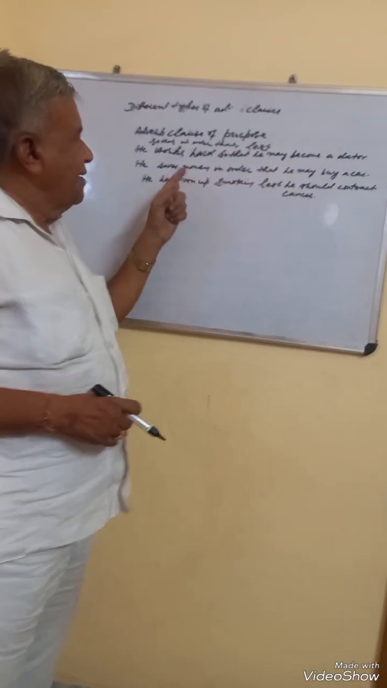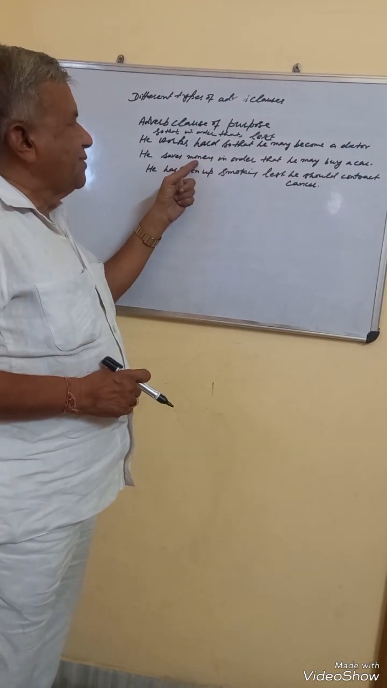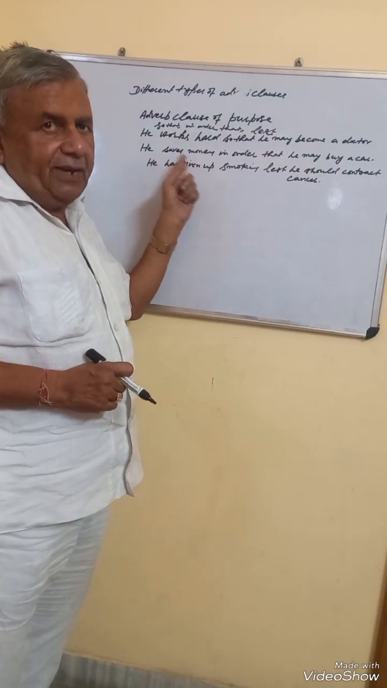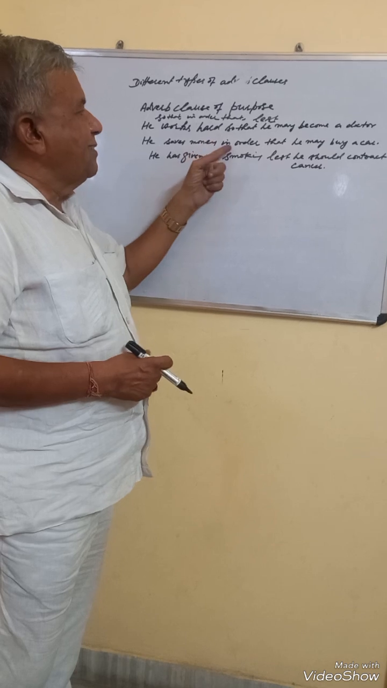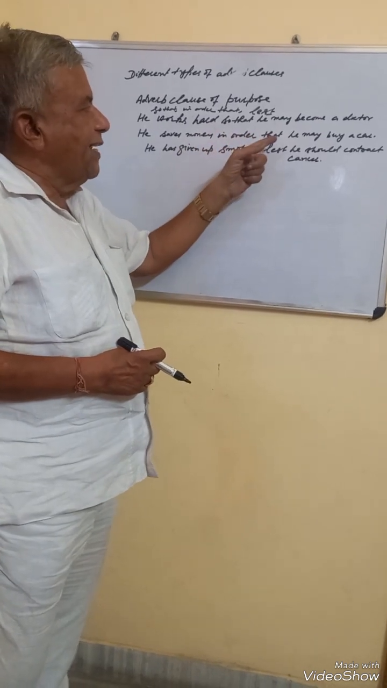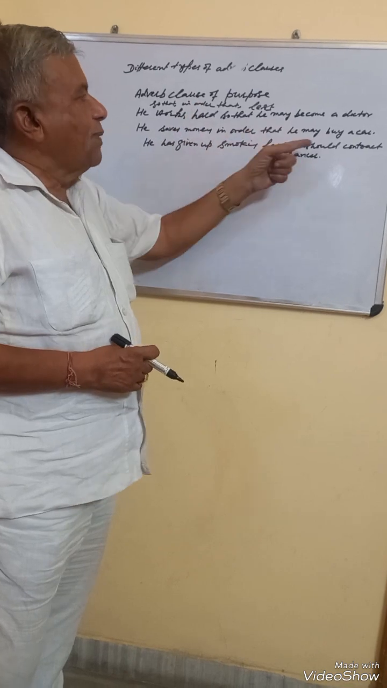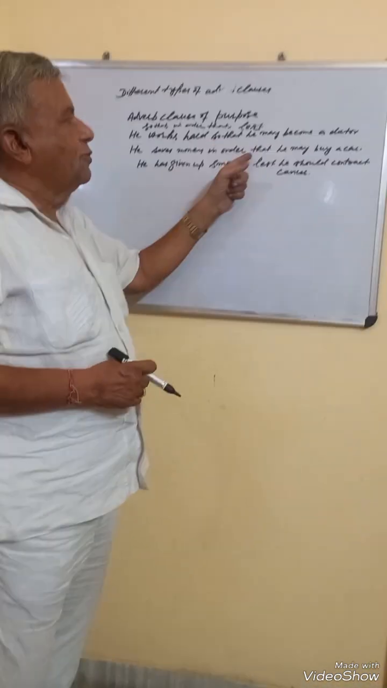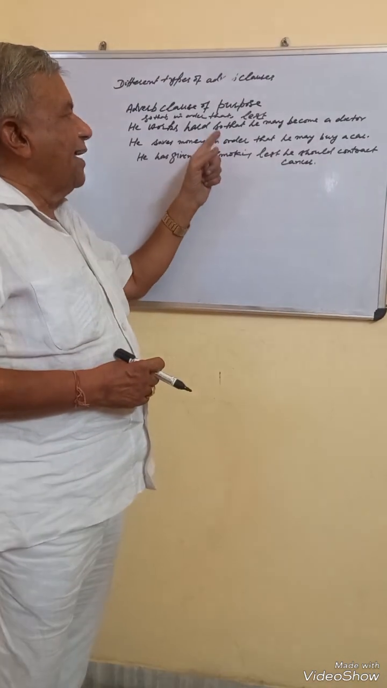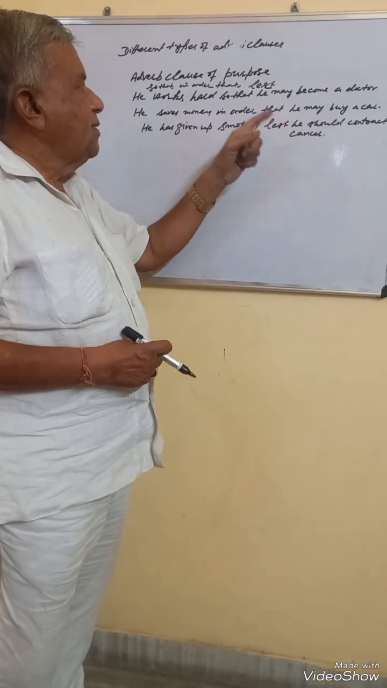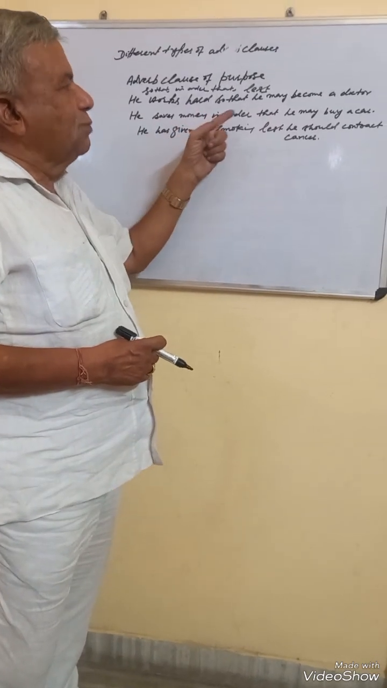or lest. In the second sentence, he saves money. What is his purpose behind saving money? He saves money is the main clause. And his purpose behind saving money is explained by the subordinate adverb purpose clause, that is, in order that he may buy a car. So this is a subordinate adverb purpose clause. The purpose of saving money is explained through this subordinate clause.